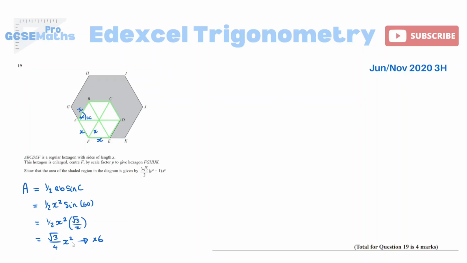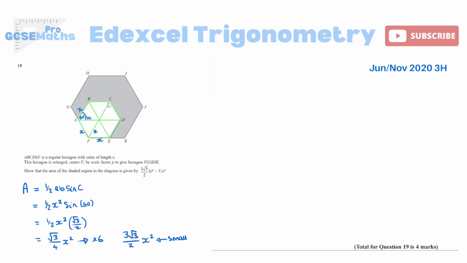So times it by 6, you'd get 6 root 3 over 4, which if you simplify that in your calculator would be 3 root 3 over 2, which you can kind of see there's something there. So you're thinking, yeah, probably on the right lines, x squared. That's the area of the smaller one.